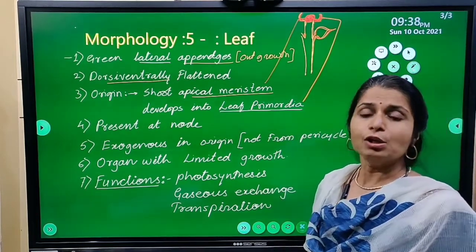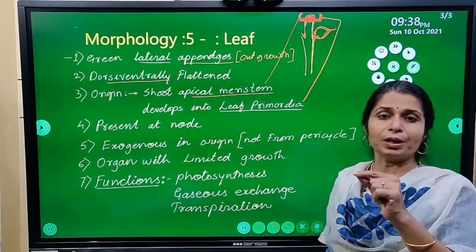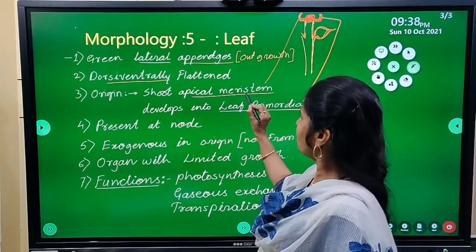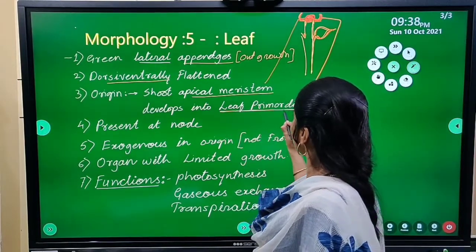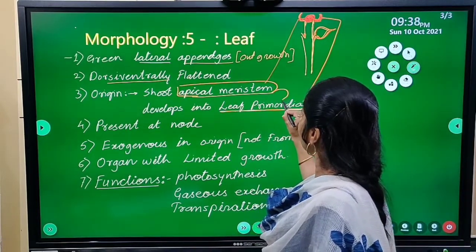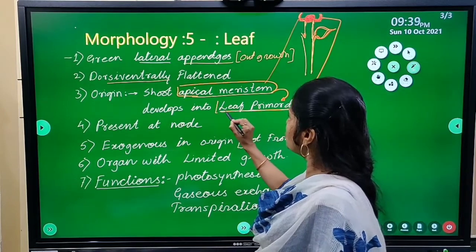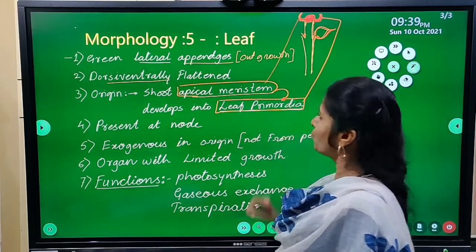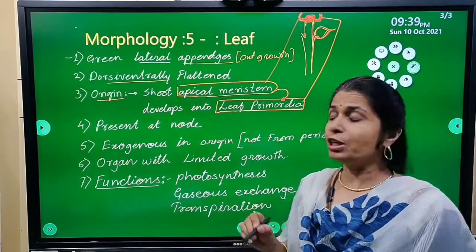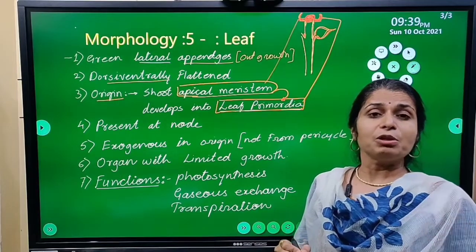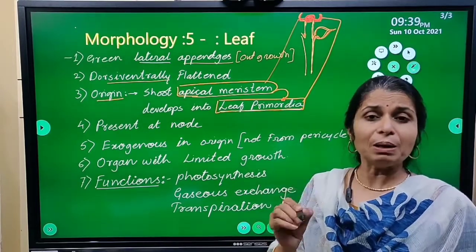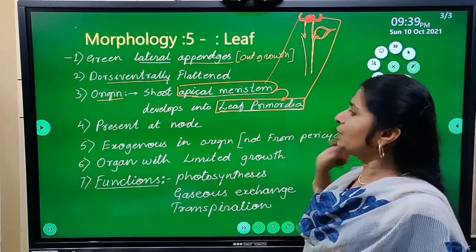समझ रहे हो, right? So apical meristem develop into leaf primordia. Leaf primordia develop into young leaf. So see, origin shoot apical meristem and then it develop into leaf primordia. So we can make it apical meristem develop into leaf primordia. तो ये दो शब्द फिर से आपके लिए नए होंगे. Remember origin, leaf कहाँ से originate होता है? It originates from apical meristem. Apical meristem gives rise to leaf primordia. Leaf primordia develop into leaf. Leaf primordia literally means very young leaf.